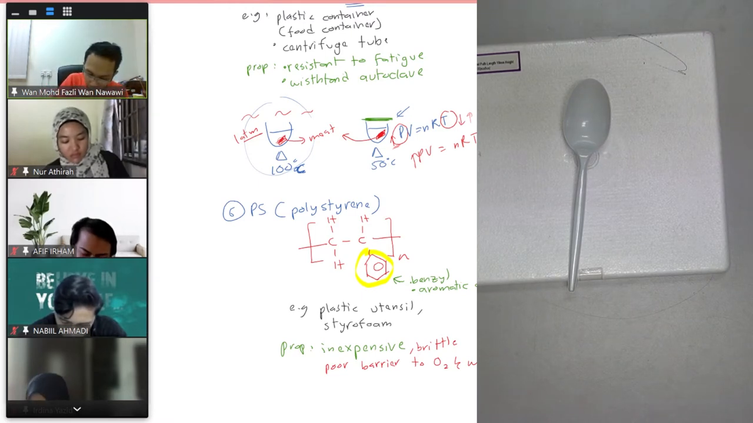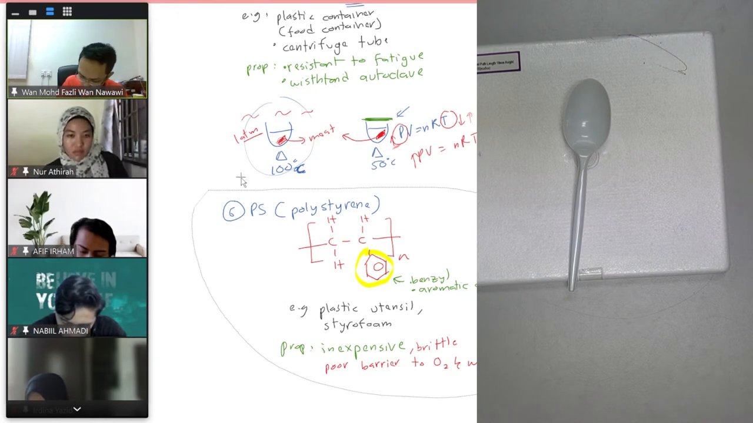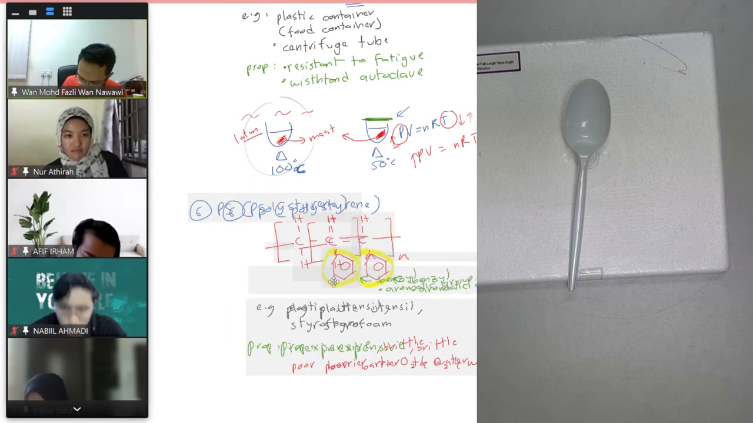I need to move this so it's much easier for you to see. So I need to move a little bit here.